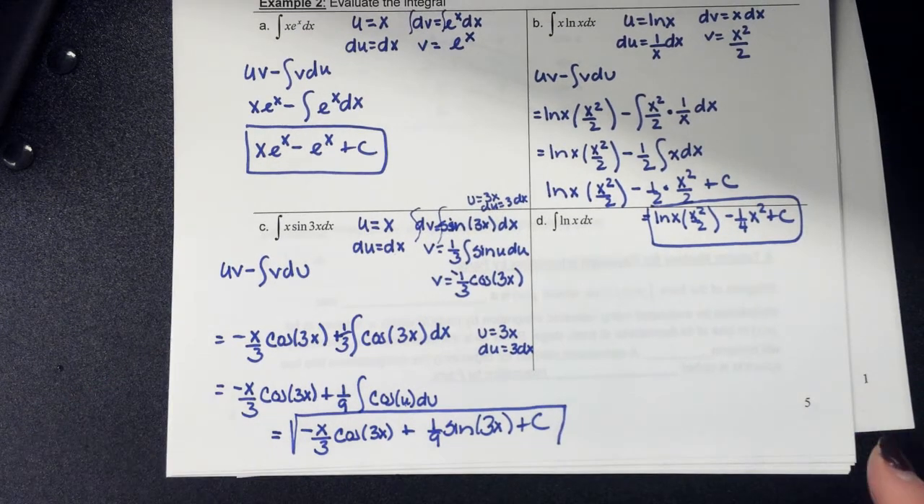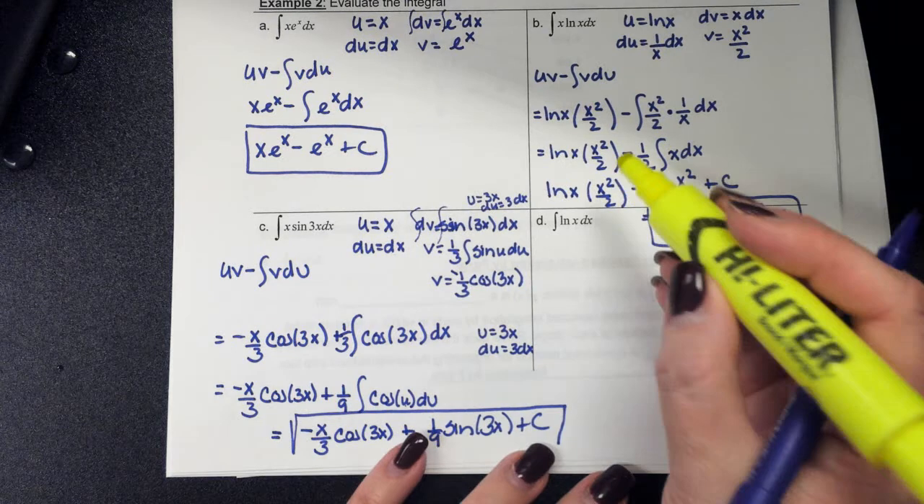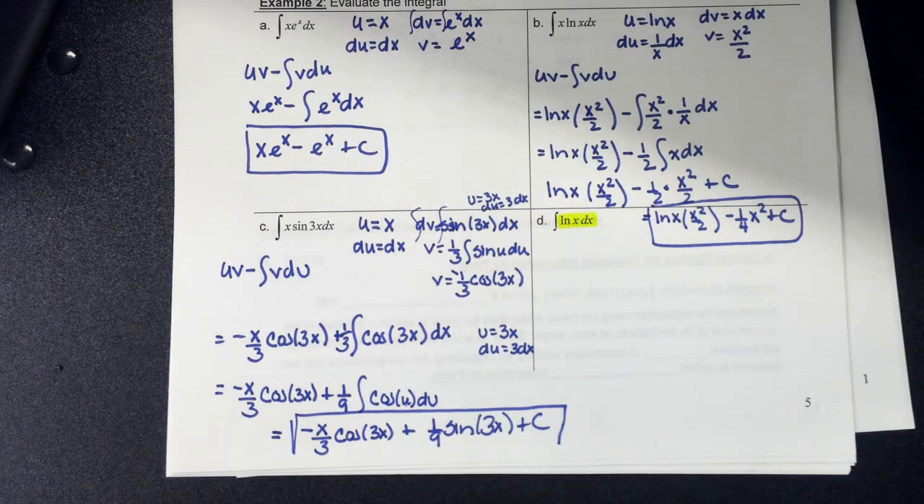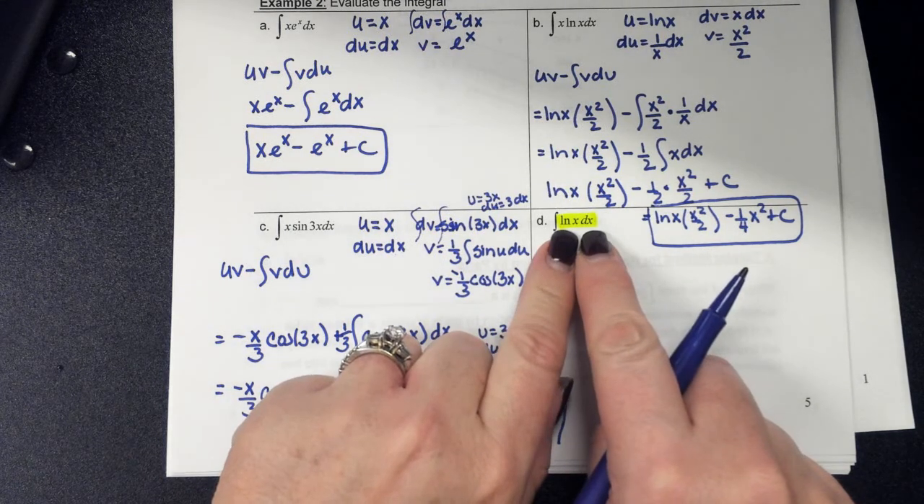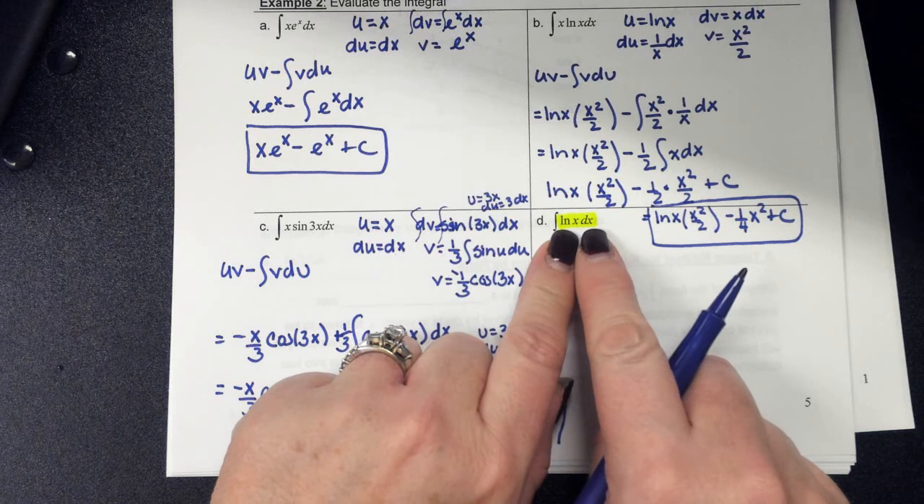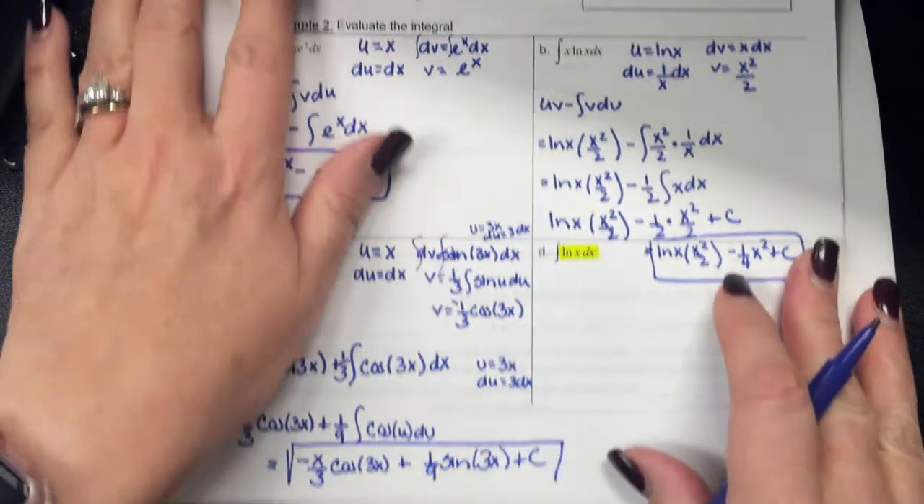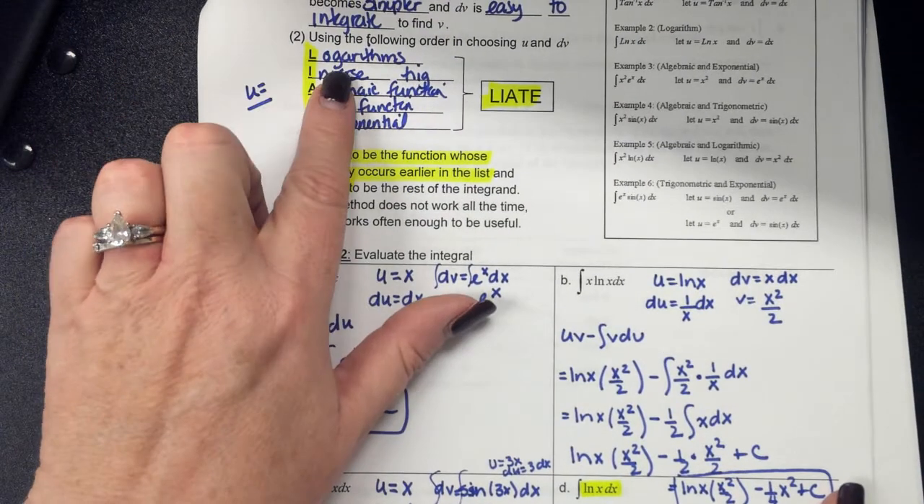Now sometimes in your integral, if you take a look at d, it appears that you only have one function, integrating just natural log of x dx. You actually do have a product. You have natural log of x, which is being multiplied by dx. We don't have a rule. We haven't talked about how to integrate natural log of x. So I can integrate natural log of x by using parts.